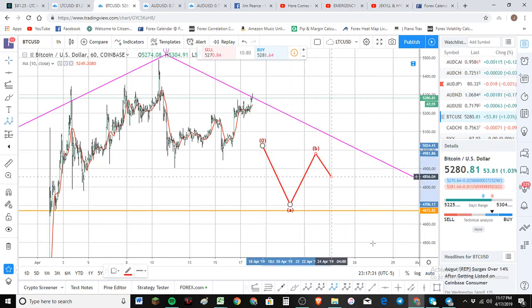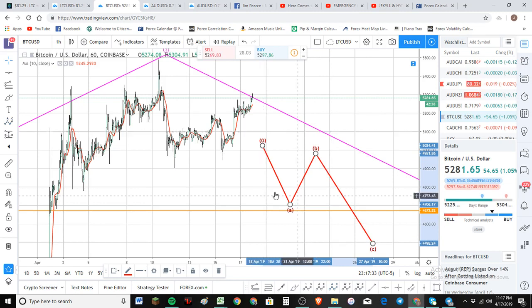We've got A, we've got B, we've got C. This A wave is going to have either 3 waves or 5 waves. The B wave will always have 3 waves, and the C wave will always have 5 waves. So that's how we can identify that.